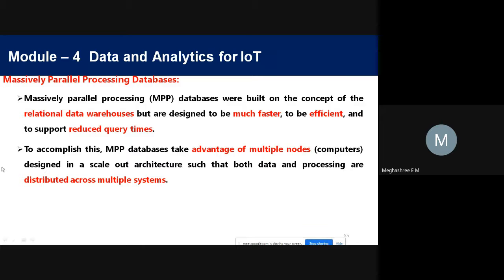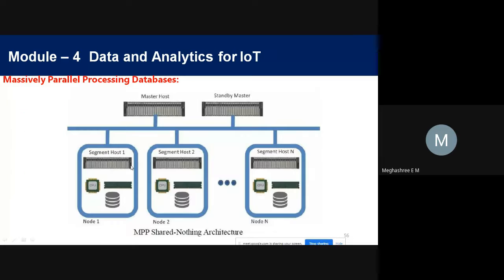So how is it implemented? This massively parallel processing database takes advantage of multiple nodes. Nodes are nothing but computing systems or computers, designed in a scale out architecture such that both data and processing are distributed across multiple systems. This is how it is implemented. You can see here.